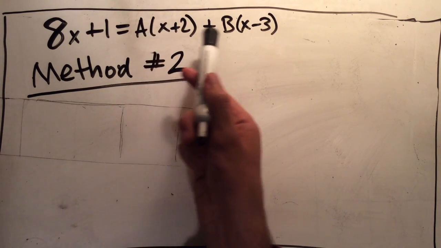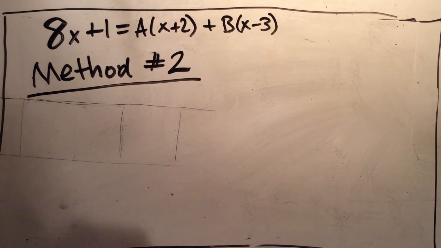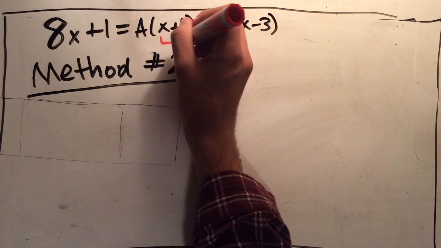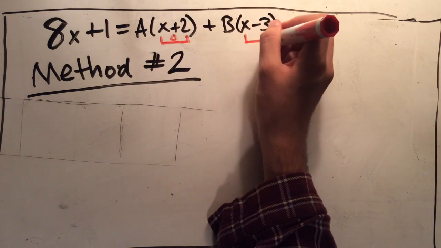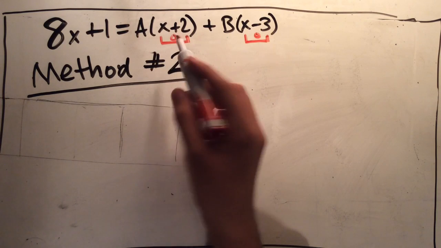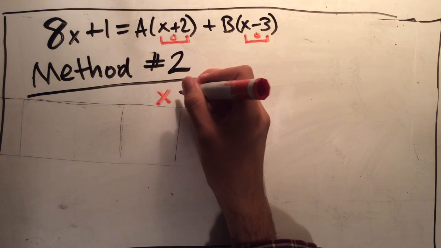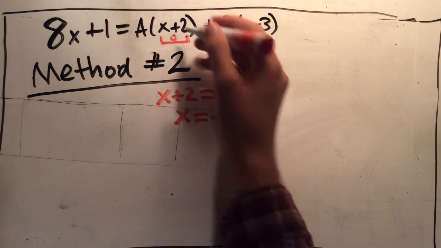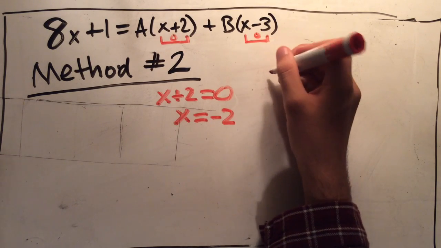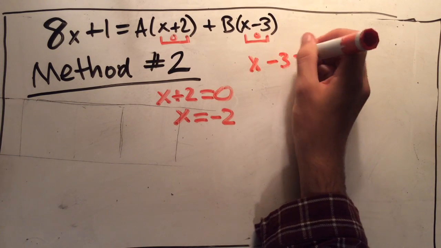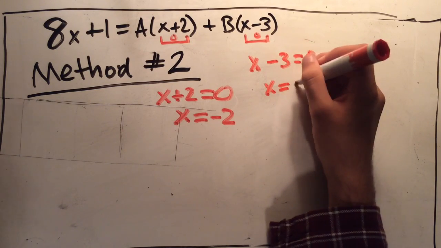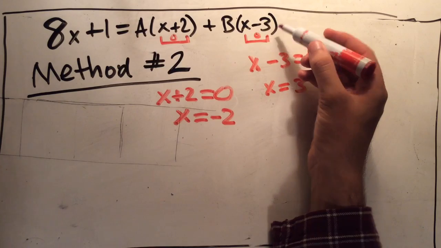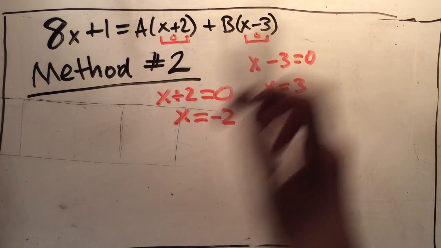Method number 2, we are not going to distribute these. Instead, we're going to look for the zeros, the numbers that will make whatever's in those parentheses equal to 0. So in the first one, we'd set it equal to 0, so x plus 2 equals 0, and you'll get x equals negative 2. That'll make this 0. And for the second one, we would have x minus 3 equals 0, so then our x would be 3. 3 minus 3 is equal to 0. Negative 2 plus 2 is equal to 0.